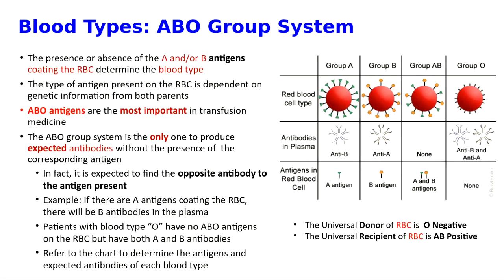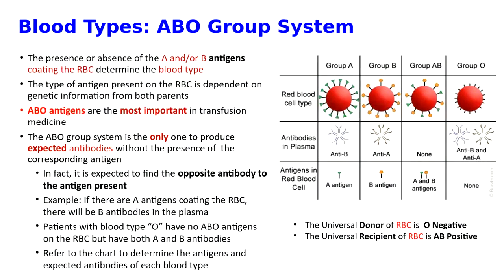your serum or plasma. If you have both A and B antigens coating your red blood cells, you are not going to have either A or B antibodies. You don't want them there, because if you happen to have A or B antibodies, they will attach to the specific antigen and destroy the red blood cell, and we don't want that. If you do not have A or B antigens on your red blood cells, you will have both anti-B and anti-A in your plasma or serum.